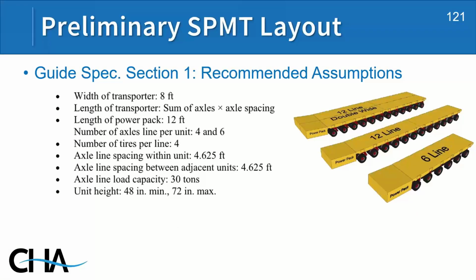I mentioned before, we want the designers to do a preliminary layout of the SPMTs to figure out, one, can they drive this down the road, and two, where can we pick up the bridge? So the guide specification includes these parameters that can be used for the preliminary layout: the size of these units, the width of the units, the length of the units, and the capacity. In the world of SPMTs, we refer to SPMTs as lines. The bottom detail on the right is a 6-line, which is a single wide trailer with 6 lines, 6 axles. Above that is a 12-line, and then when you go to double wide, it's referred to as a 12-line double wide. This is the terminology that we use in the ABC SPMT industry.